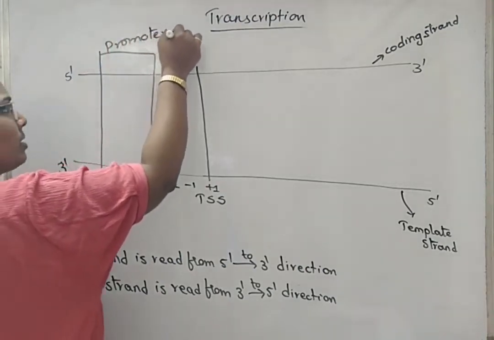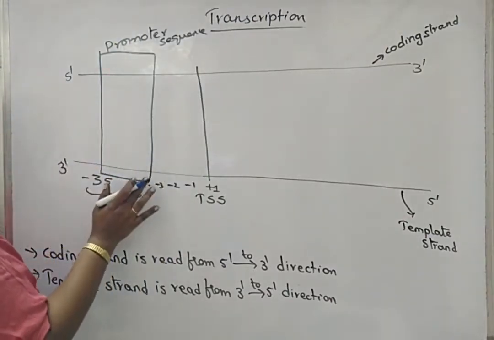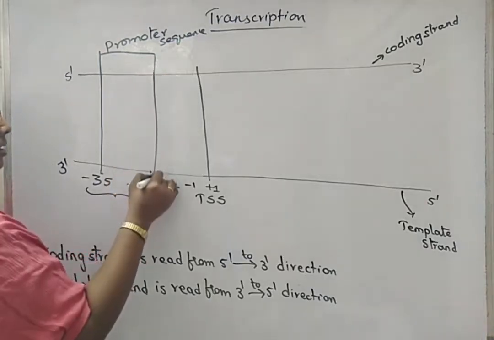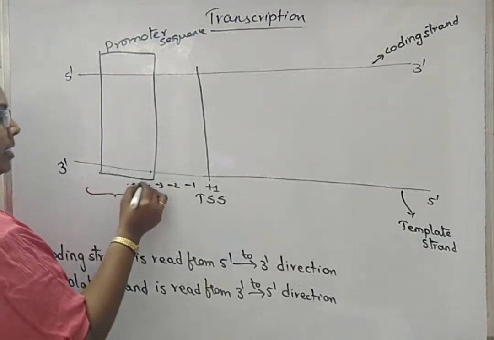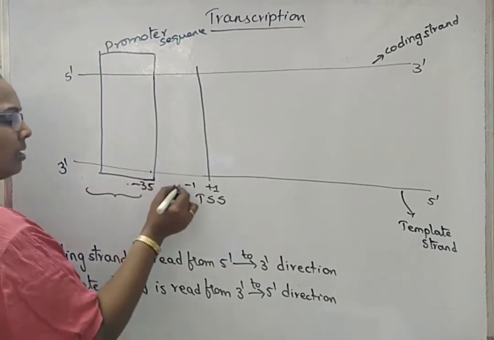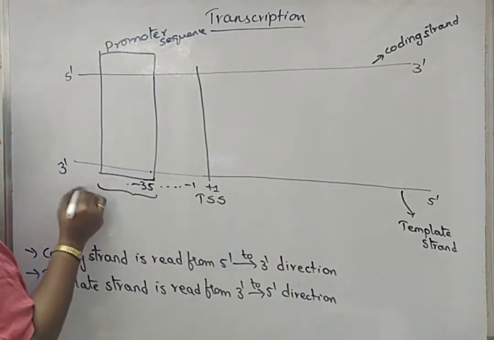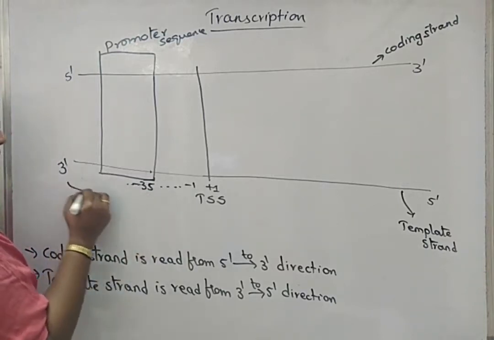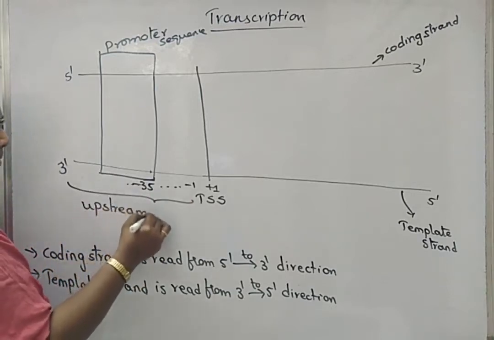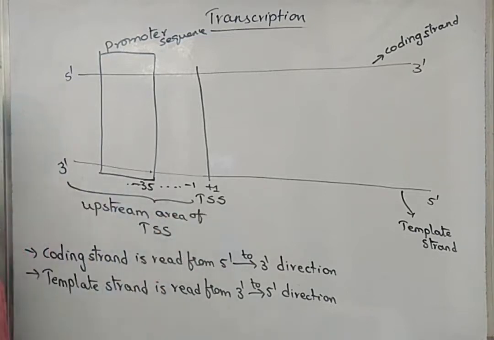Promoter sequence. So we can write here minus 35, which initiates the promoter sequence. Not specifically, but this total area is called the upstream area of the transcription starting site.